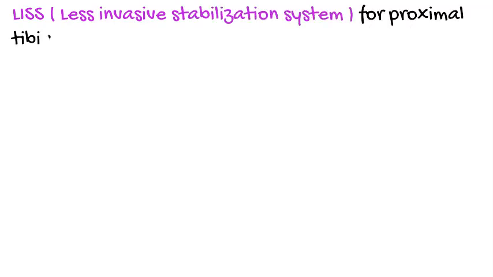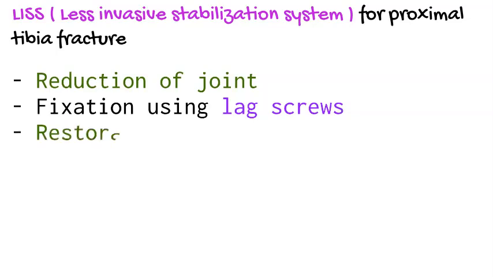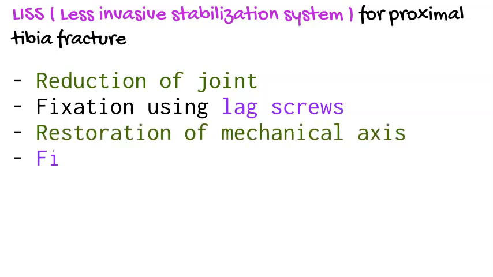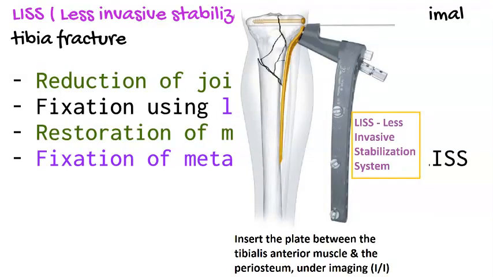For LISS, less invasive stabilization system for proximal tibial fracture, it helps in reduction of joint, fixation using lag screws, restoration of mechanical axis, fixation of metaphysis using a LISS. This figure shows the LISS, less invasive stabilization system, whereby you insert the plate between the tibialis anterior muscle and the periosteum under image intensifier.